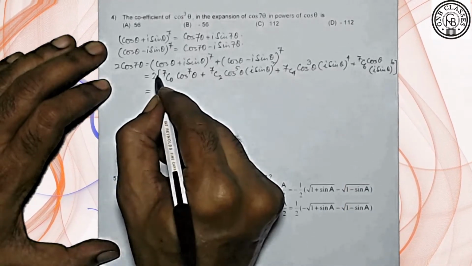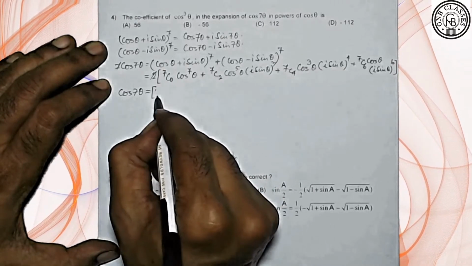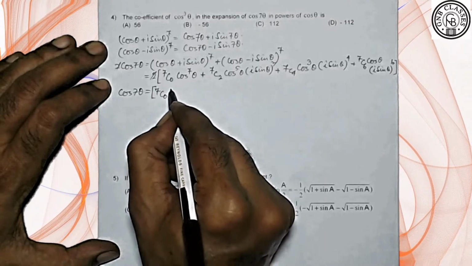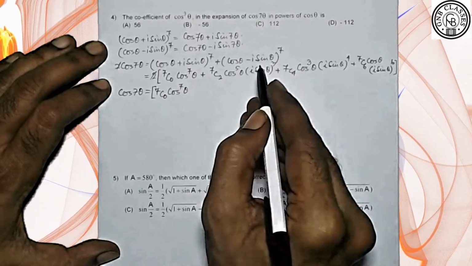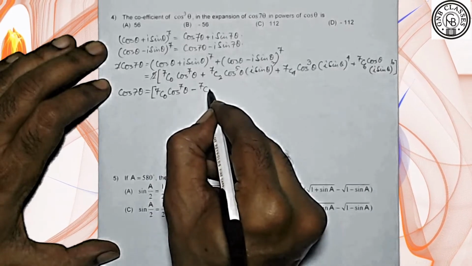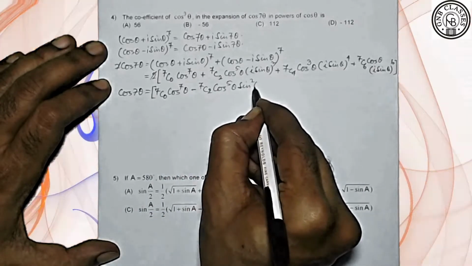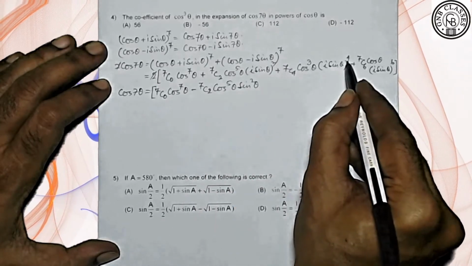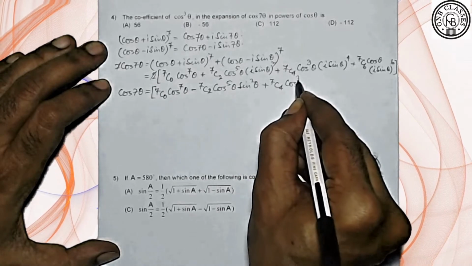Now we are getting this 2 goes off. Therefore, your cos 7 theta is 7c0 cos to the power 7 theta. Iota square means minus 1. So it will be minus 7c2 cos to the power 5 theta sine square theta. Iota to the power 4 is 1. So it's 7c4 cos cube theta sine to the power 4 theta.